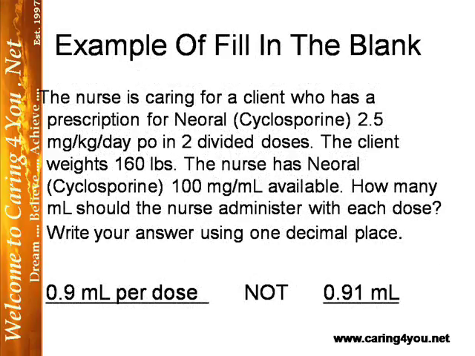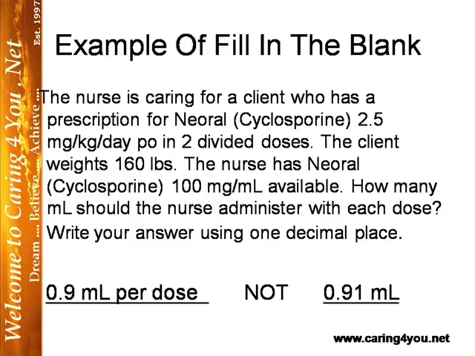So now here I give you an example of what I'm talking about. Let's look at this question. The nurse is caring for a client who has a prescription for Nerol, 2.5 milligrams per kilogram per day PO in 2 divided doses. 2 divided doses is not the same as twice daily, right? So the client weighs 160 pounds. The nurse has Nerol 100 milligrams per milliliter available. How many milliliters should the nurse administer with each dose? Write your answer using one decimal place. So we have to pay attention to the whole question, right?